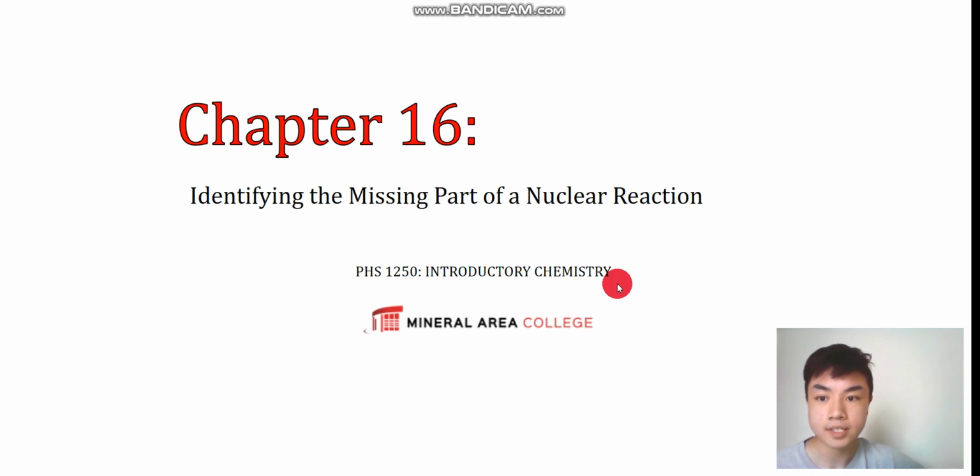This is Chapter 16, Identifying the Missing Part of a Nuclear Reaction, Introductory Chemistry at Mineral Area College.